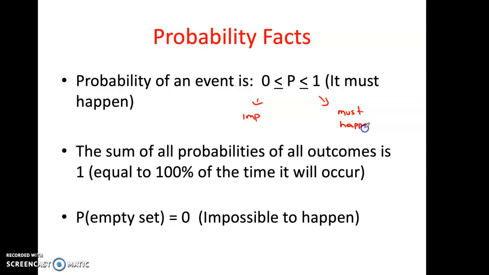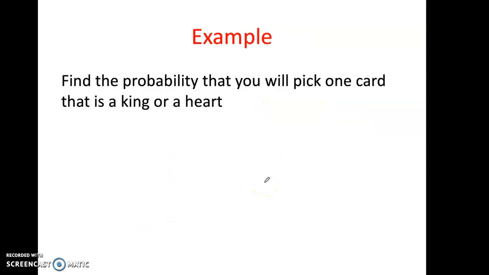Or it must occur. The sum of all probabilities of all outcomes is 1, because that means it all will happen. And sometimes you'll hear empty set. Probability of empty set is 0, impossible to happen, just as a summary.